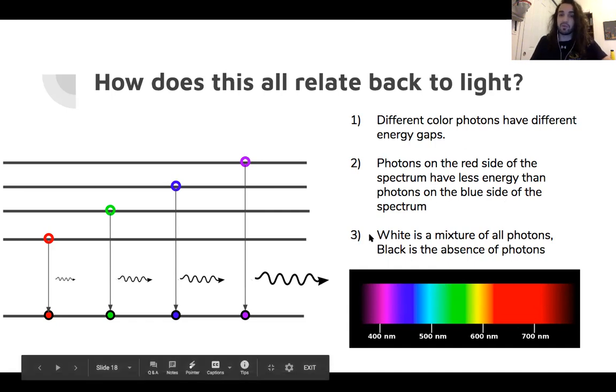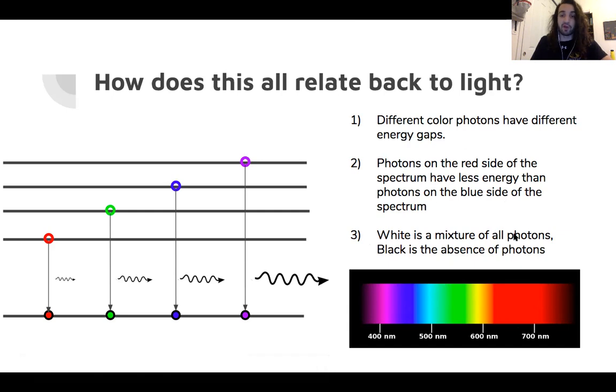Number three, white is the mixture of all photons. Black is the absence of photons. So if you see white light, like I have in my room right now, it's a mixture of all the photons coming out. That means it's shooting out blue photons, yellow photons, red photons, orange photons, green photons, and they all rain down on the stuff around me, and then stuff reflects back certain color photons.